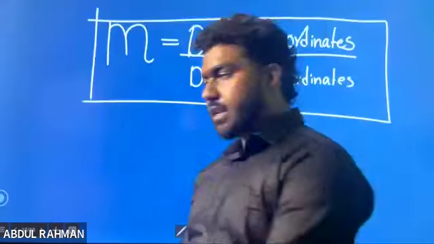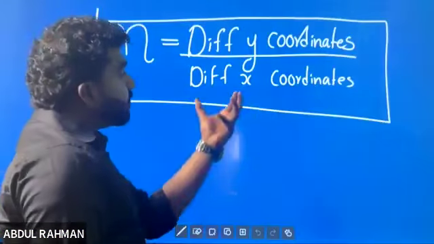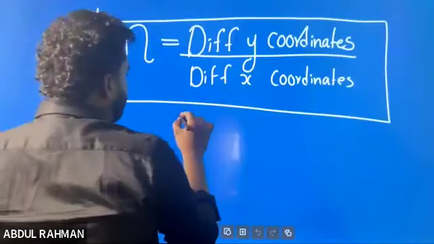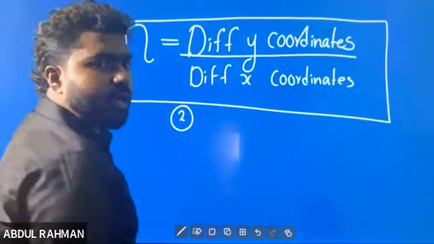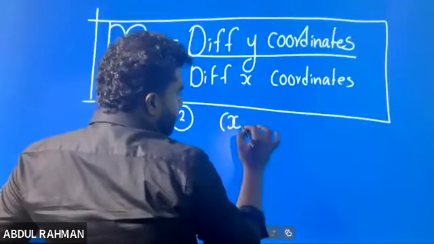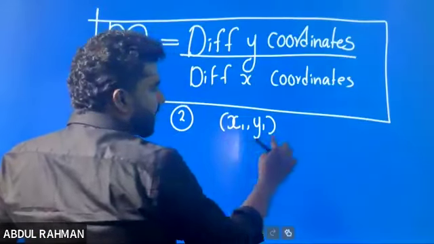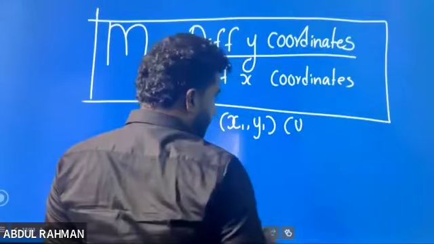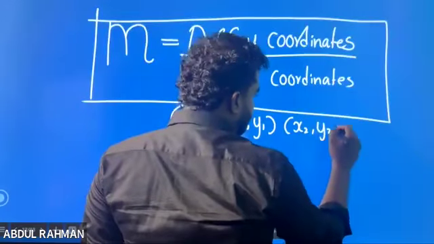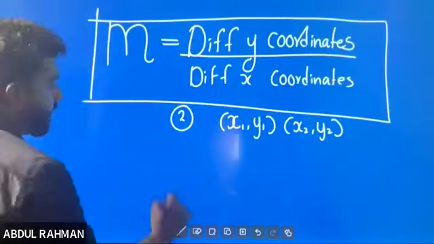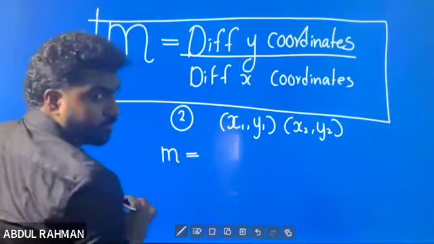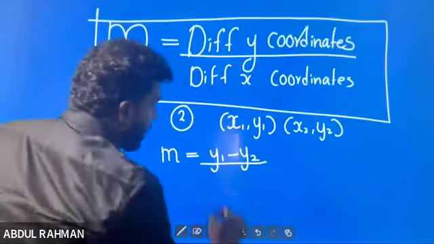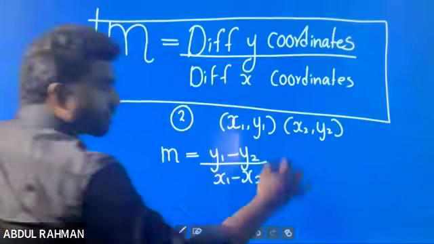Gradient is called the difference of y coordinates over the difference of x coordinates. Obviously, to find the gradient, you need two coordinates. For the first coordinate, I'm saying x1 and y1. For the second coordinate, I'm saying x2 and y2. What is the equation of the gradient? m is equal to y1 minus y2 over x1 minus x2.